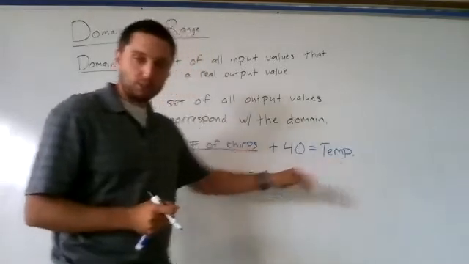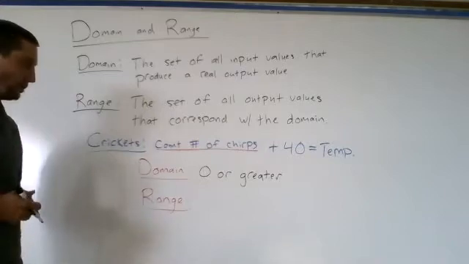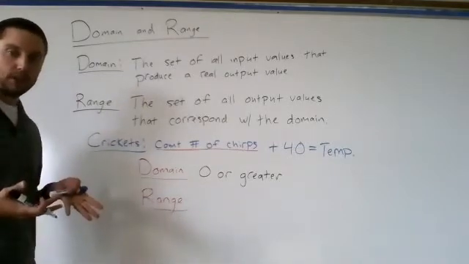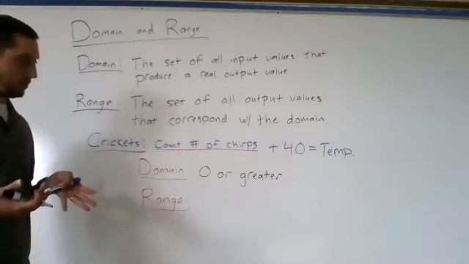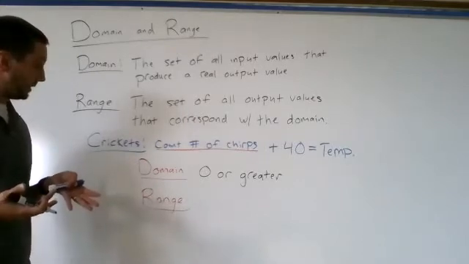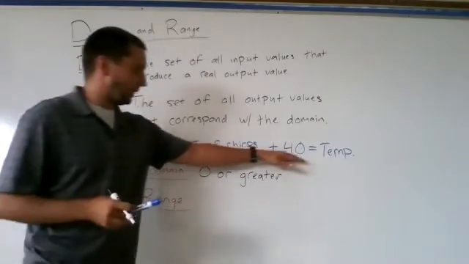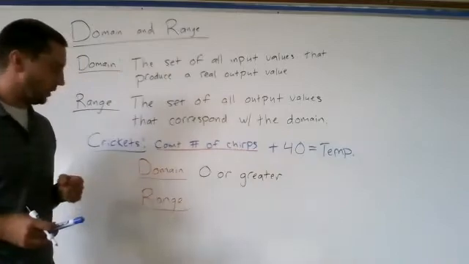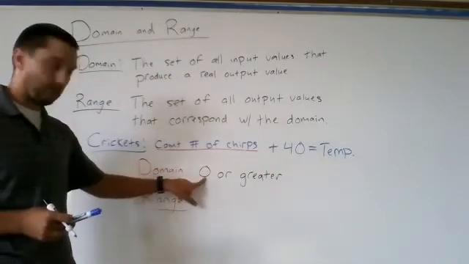So temperature is what's being represented by the output values. So what is the smallest, lowest temperature that I can get? So is it 0? Well, think about what my function said. We take the number of chirps and add it to 40. So what's the lowest number of chirps? Well, that'd be 0.